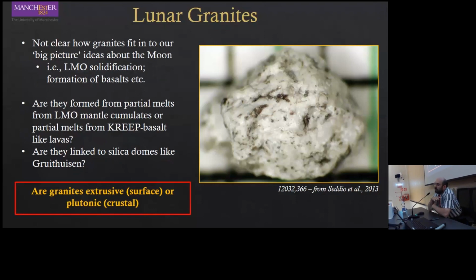So at the moment, there's still some open debate in terms of how granites fit into this picture. It's unclear whether these things represent direct partial melts from mantle cumulates, or whether they're somehow linked with KREEP basalts. People have also linked them to the big silica domes, such as Gruithuisen. But at a more fundamental level, understanding the pressure-temperature conditions can answer the very basic question, which is still unanswered within the literature, of whether these things are extrusive, and so basically shallow eruptive units, or whether these things are more crustal and therefore plutonic. So hopefully we can shed a little bit of light on that.